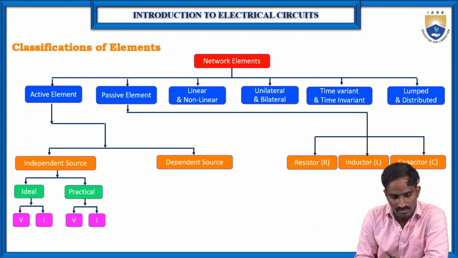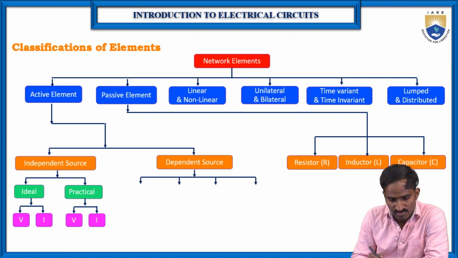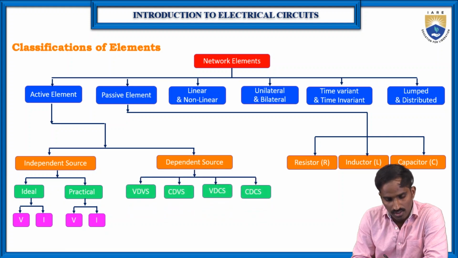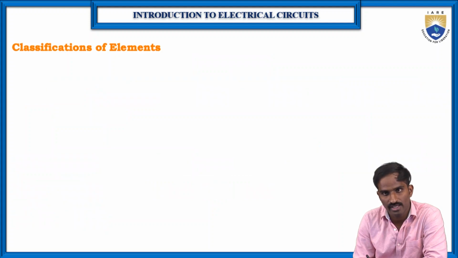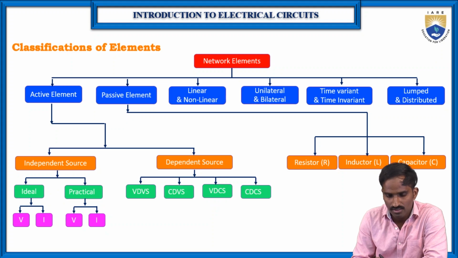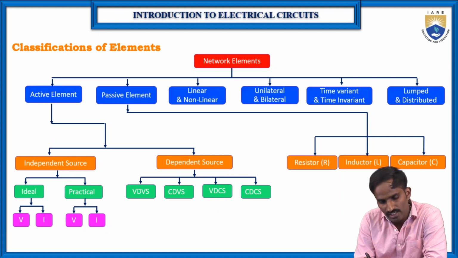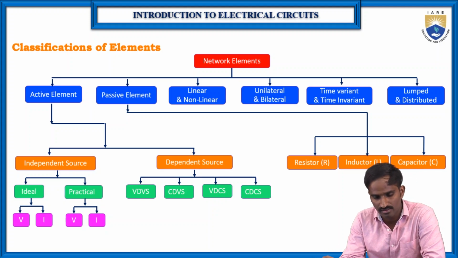So one by one we will discuss what is meant by ideal voltage source and what is practical voltage source, and similarly what is ideal current source and what is practical current source. And similarly in dependent sources also, voltage dependent voltage source and current dependent voltage source. Similarly, voltage dependent current source and current dependent current source, which means dependent sources are classified into four different types. What the linear and non-linear elements and unilateral, bilateral elements are, we will discuss in the coming classes.